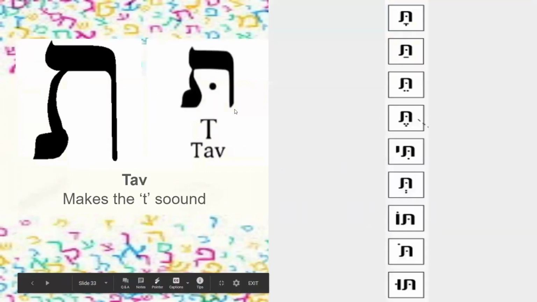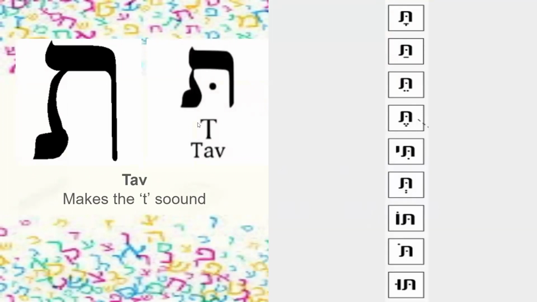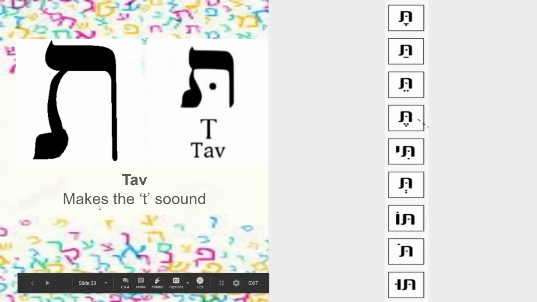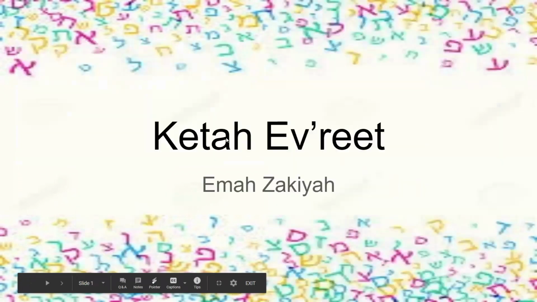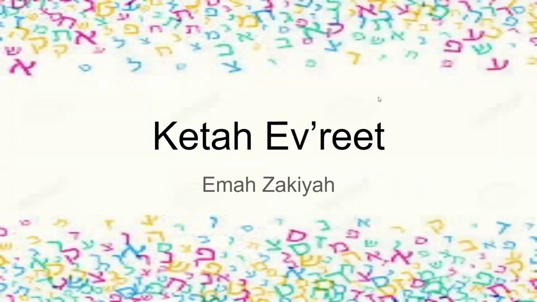Okay? And our last letter, tav. Tav makes the T sound. Sometimes you will see tav with a dot or without a dot. Ta, te, ti, to, tu. All right, tav.